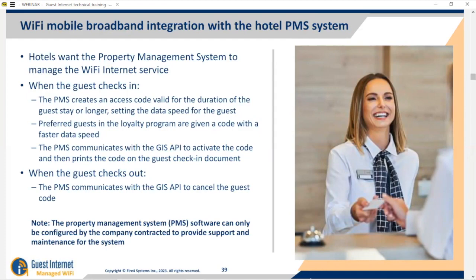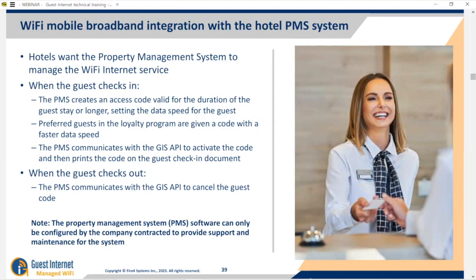And it's very common that we see a request where a hotel wants to give the guest a unique code when the guest checks in, and then remove that code when the guest checks out. And this is done with guest internet products. The property management system needs a feature to generate a unique code for the guest when the guest checks in. But then once that code is generated, the property management system communicates the code to guest internet using one of the API interfaces. That code is then activated.